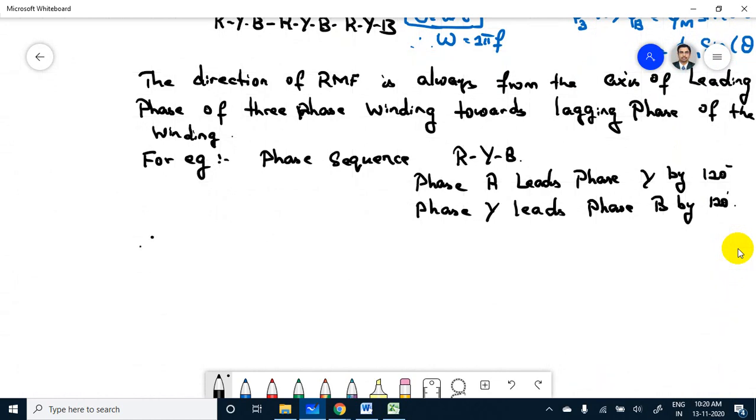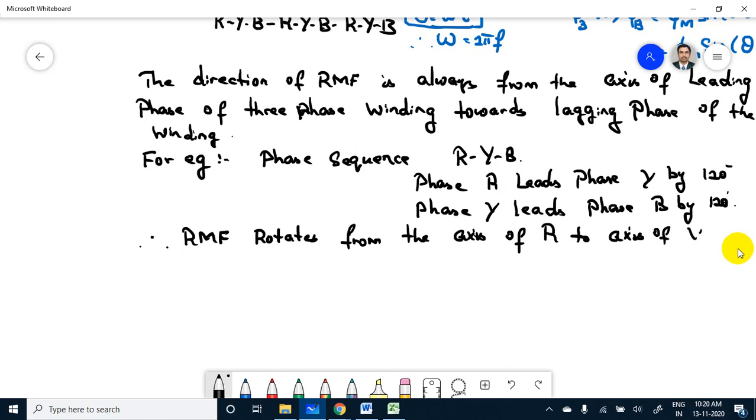Okay, therefore the rotating magnetic field rotates from the axis of phase R to axis of Y, and then to axis of B. Okay, first it should go from R to Y, then Y to B.